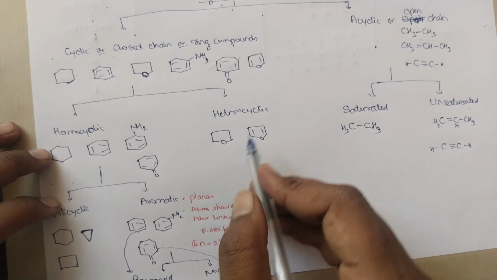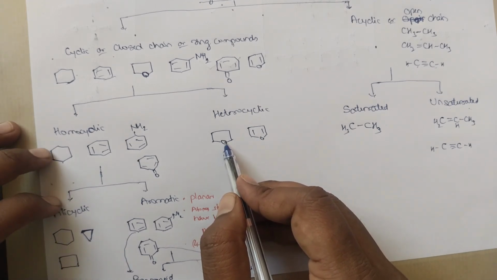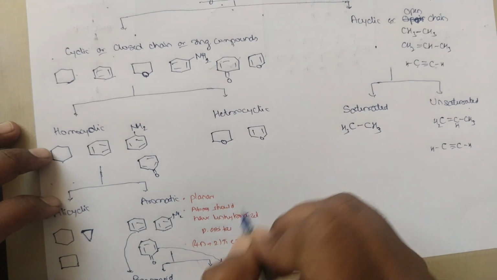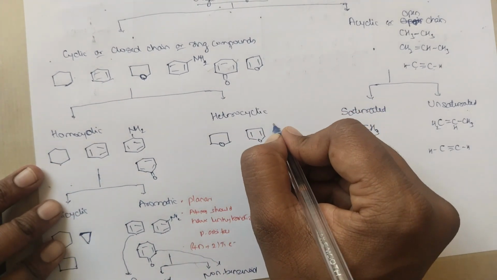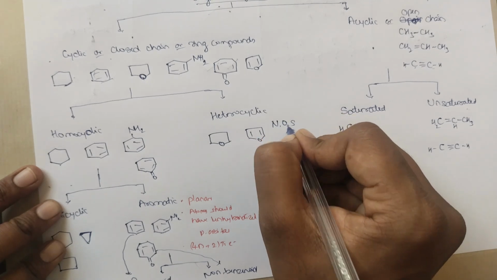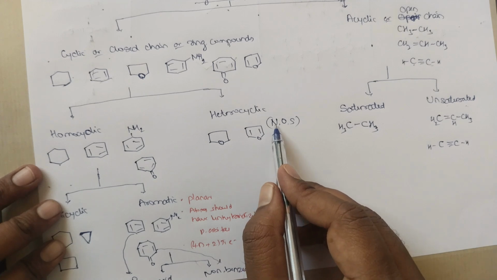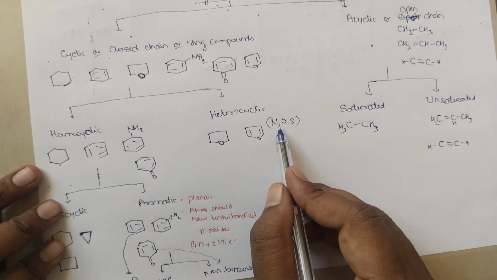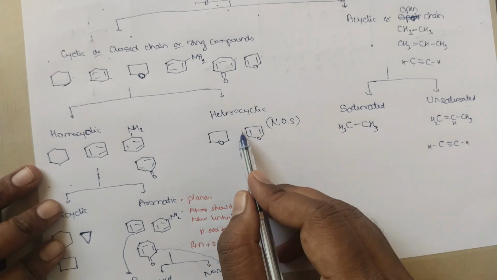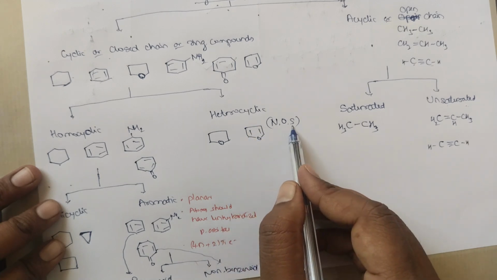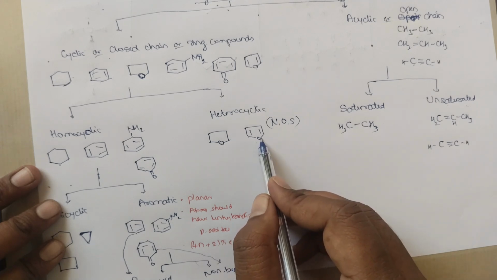Then what about heterocyclic? Here you can see that both are heterocyclic, meaning in the place of carbon we have heteroatoms. I will tell you what heteroatoms are. Heteroatoms are usually nitrogen, oxygen, sulfur. These are the important heterocyclic compounds. When we find nitrogen, oxygen or sulfur in the place of carbon in the ring, these are called heteroatoms, and the compounds are called heterocyclic compounds.